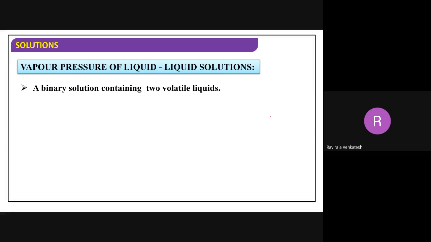Now, a binary solution containing two volatile liquids. Observe here, I have made a solution where the solute is a liquid and the solvent is also a liquid. In that case, they are volatile liquids. What is the meaning of volatile? Suppose I write petrol here and water here. Which is more volatile? Petrol. Which can easily evaporate, which has less boiling point, they are nothing but volatile liquids.